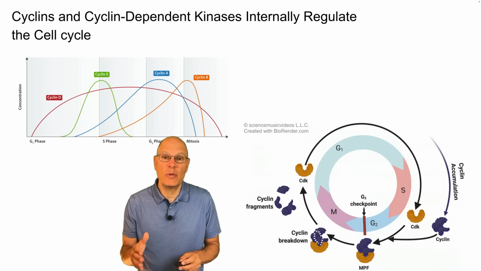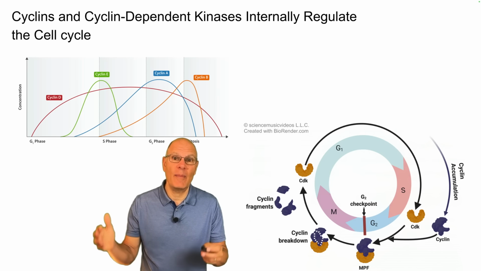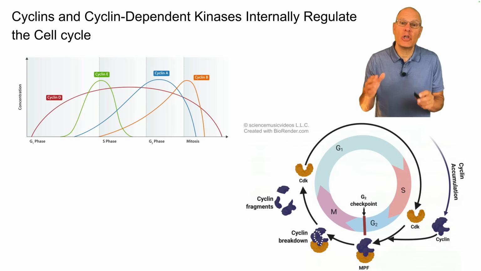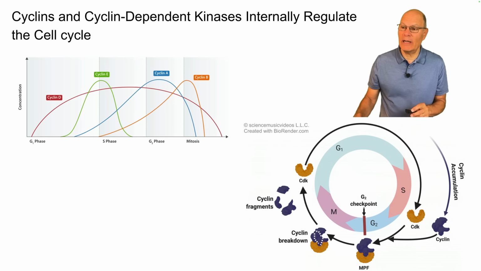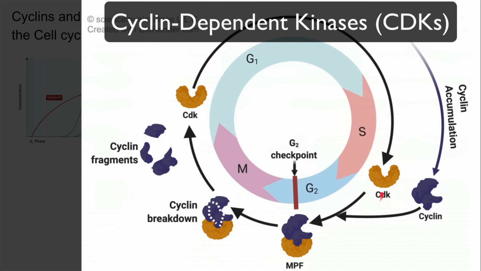The cell cycle is regulated both externally and internally. Externally by signals coming from outside the cell. There's also internal regulation, and that regulation happens through cyclin and then cyclin-dependent kinases.